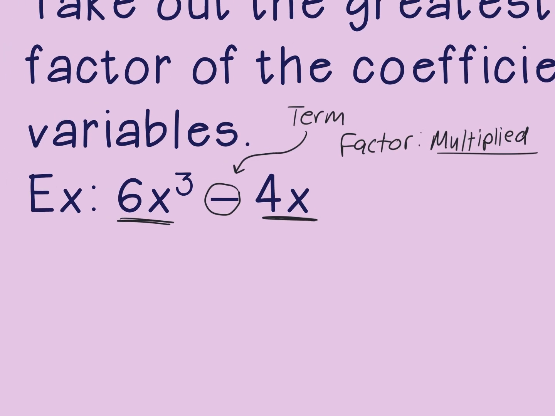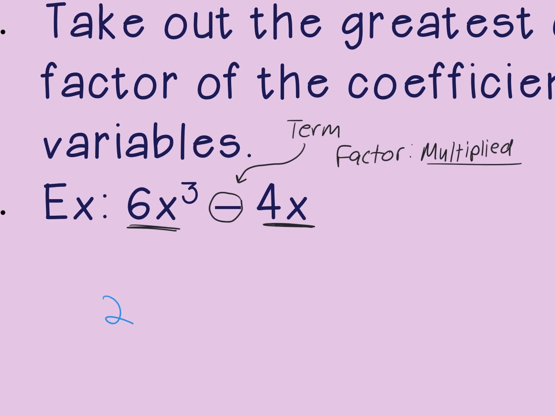So let's look at each of these terms. We can go piece by piece. All right, so let's start with the coefficients. Between 6 and 4, what's the biggest number that they share in common as factors? 2, right? So 2 is our greatest common factor of 6 and 4. What about x to the third and x? How many x's do they share in common? Just one x. So 2x, this is going to be the greatest common factor.